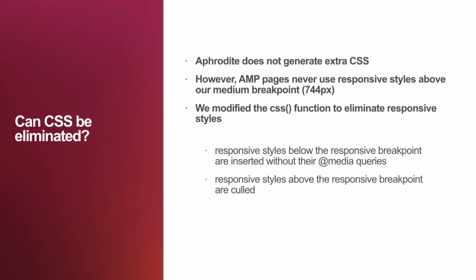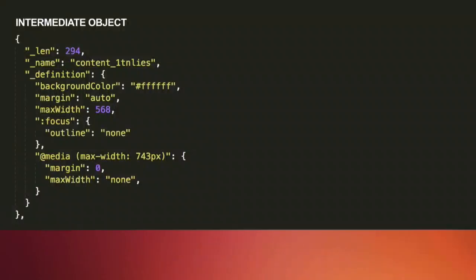The 50 kilobyte CSS limit. So one of the things here is that we actually weren't generating any extraneous styles. Aphrodite actually generates styles on the fly so that every single style that's being generated is actually being used in the page. But still, is there a way to eliminate some styles or get the total number of characters in the styles to be less?